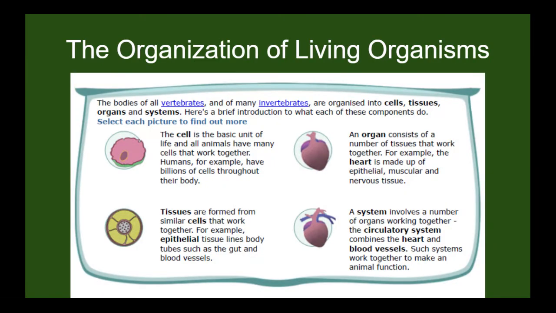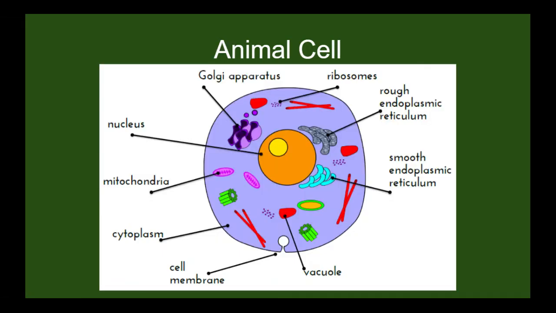So next we learned about the organization of living organisms. We know that the cell is the basic unit of life, but cells make up tissues, and tissues are formed from cells that do similar things. Next we have organs. Organs are made up of tissue that work together. And then the organs form organ systems, which involve a number of organs working together, like the circulatory system and blood vessels.